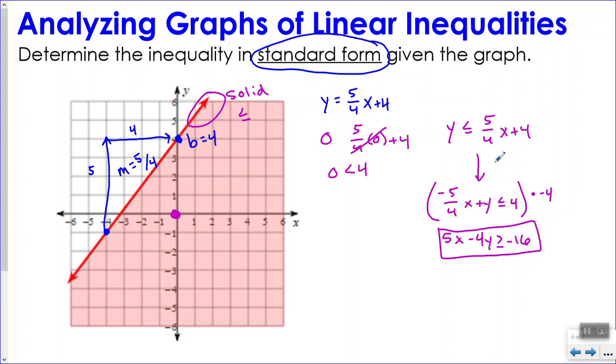Then we have to turn that into standard form, so we subtract 5/4x from both sides. And now we have a negative fractional lead coefficient. In order to fix this, we're going to multiply both sides by -4, and when we multiply by -4, we need to remember to flip that inequality symbol around. So our final answer is 5x minus 4y is greater than or equal to -16.